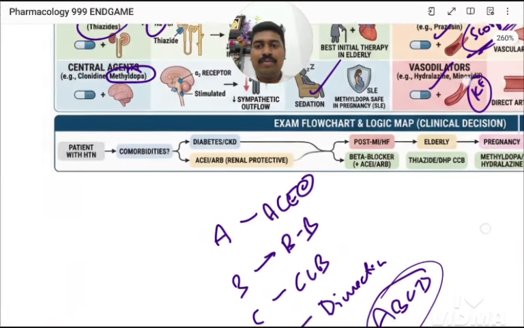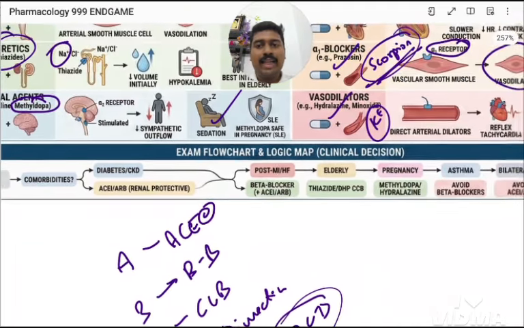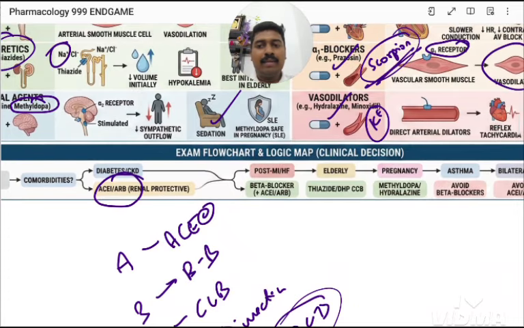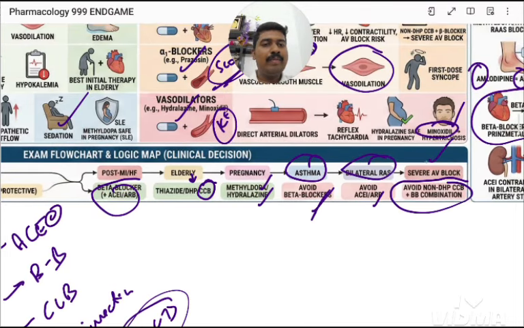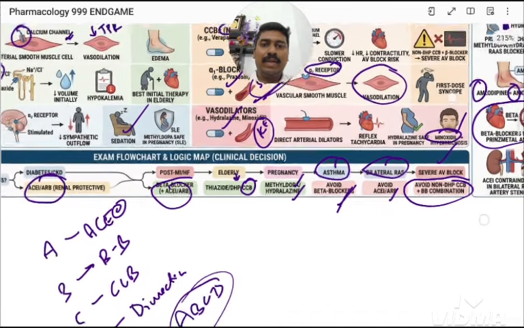So, specific indications, see comorbidities. If there is diabetes, then ACE inhibitors are protective. Post MI and heart failure, we'll use beta blockers. In elderly, we'll use thiazides and dihydropyridines, that is amlodipine, nifedipine. In pregnancy we'll use methyl dopa and hydralazine. Asthma, avoid beta blockers. Bilateral RAS, avoid ACE inhibitors. And severe AV block, avoid non-DHP plus beta blocker combination.